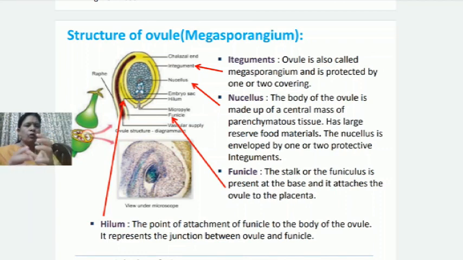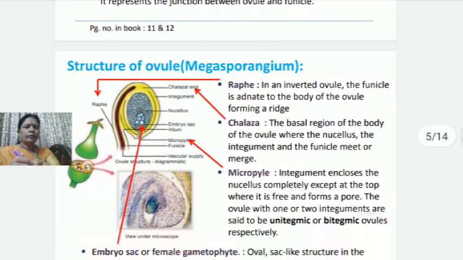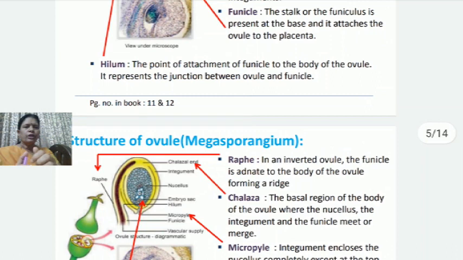The body of the ovule is made up of a central mass of parenchyma tissue with large reserve food materials in it. The nucellus is enveloped by one or two protective coverings called the integument, and the stalk of the ovule is called the funicle. What is a hilum? The part which attaches the funicle to the body of the ovule. It represents the junction between the ovule and the funicle.